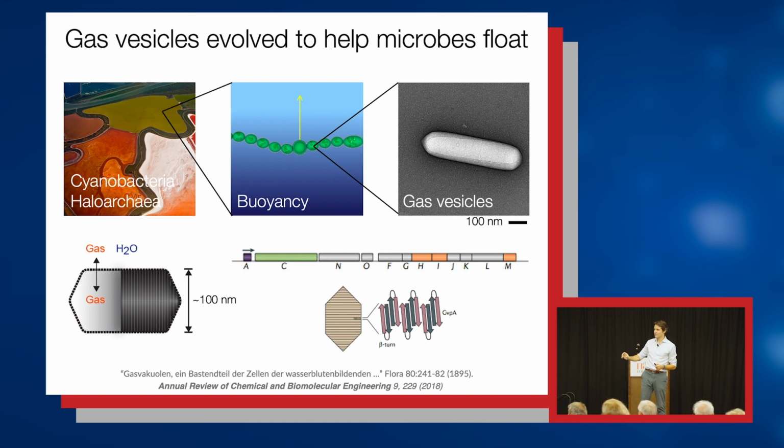And these gas vesicles, I bet even most biologists here hadn't previously heard about them, but they were originally discovered in 1895. So that citation I have there in German is from 1895. And then they were kind of a side curiosity of some biologists here and there, but the world largely forgot about them. So how did I find out about them?